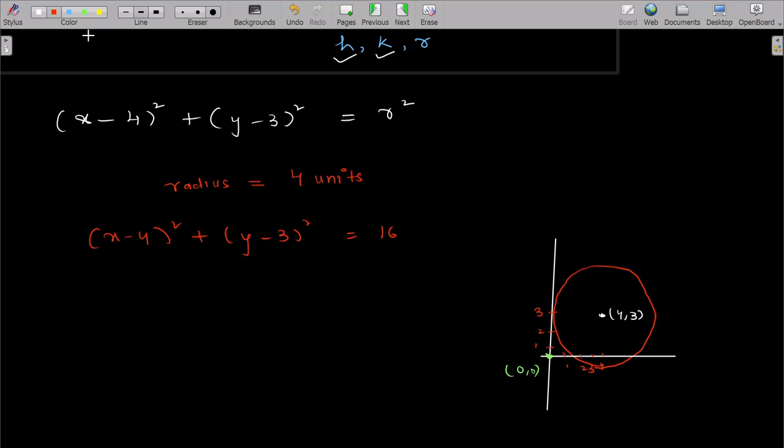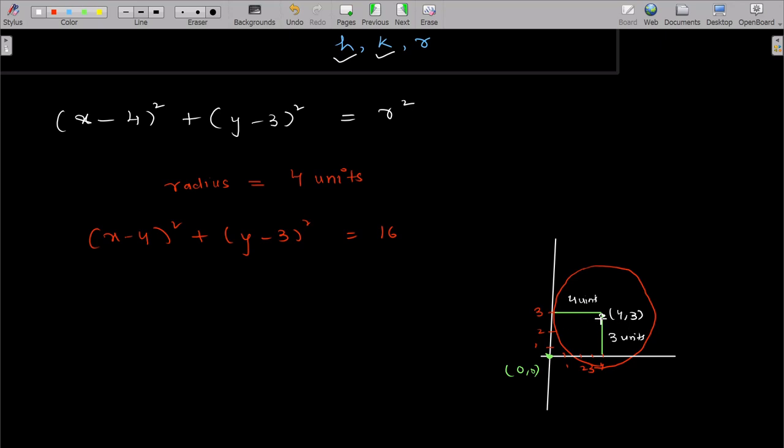Now if you see carefully, this length is how much, Anika? What is this horizontal length? 4 units. Yes. And what is this vertical length? 3 units. So which one of these is the radius? Oh, 4 units. Yes, so you have to take that length which starts from the center and touches the circle.